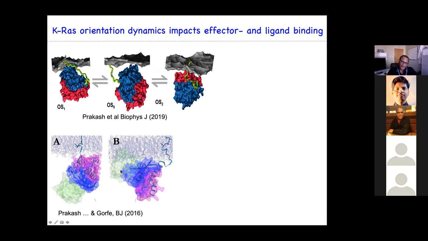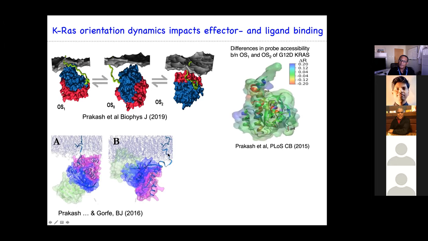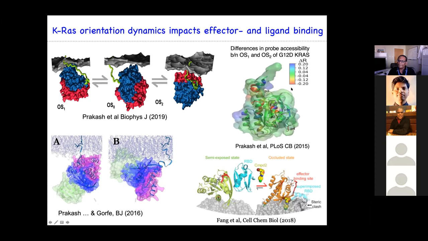If we overlay the RAS binding domain of RAF proteins on these different conformations, one of them would not be suitable for RAF binding because it would be occluded by the membrane, that would be B. And this has consequences for ligand binding and obviously for function, because if RAF cannot bind, signaling would not be possible. And the accessibility of different pockets on the surface of this protein appear to be sensitive to orientational dynamics, because some of the pockets would be occluded by the membrane depending on which particular orientation we were using.